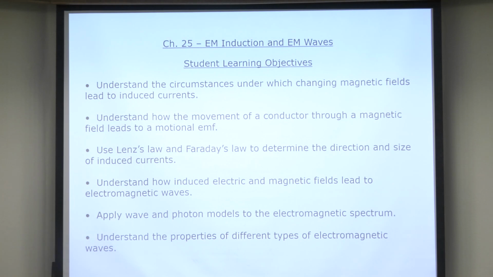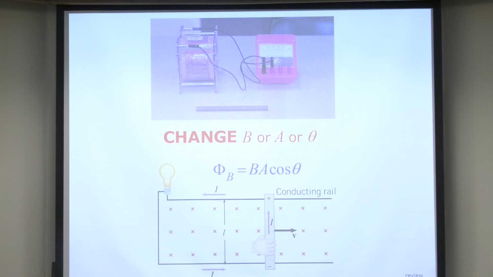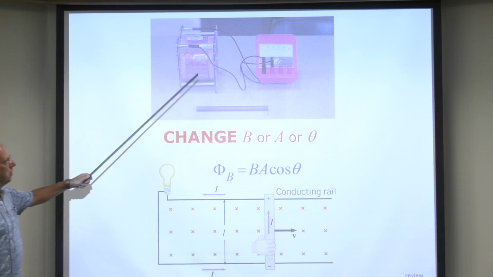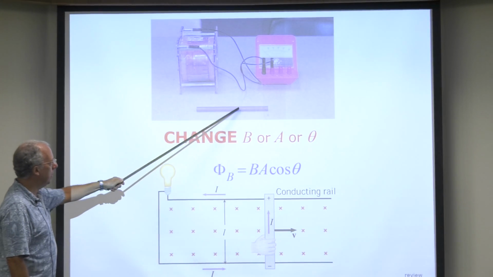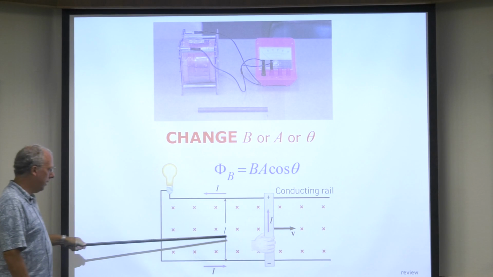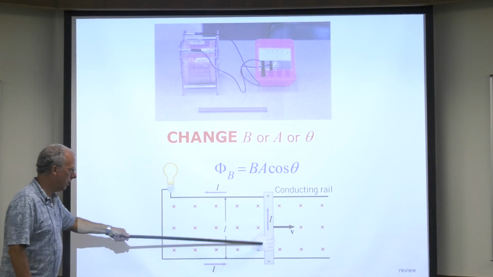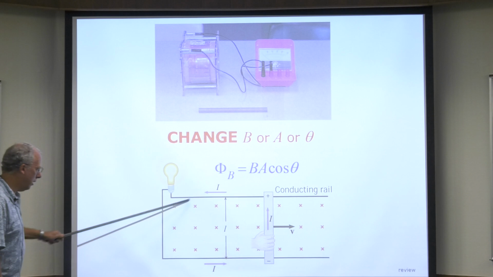We talked about how induced E fields and B fields lead to electromagnetic waves. Then we learned a little bit about the photon model and about the electromagnetic spectrum. And we talked a little bit about the types of waves, how they're polarized. Okay, so let's just review quickly. So this is the first demonstration that I did to show you how you can produce electricity just by changing the magnetic flux. This is the second one where you move this rail or wire, and you're changing magnetic flux.